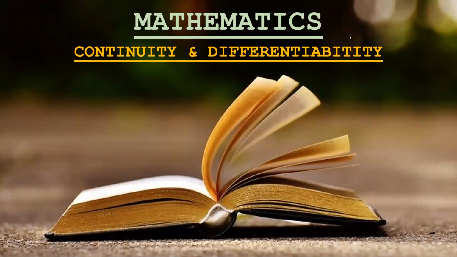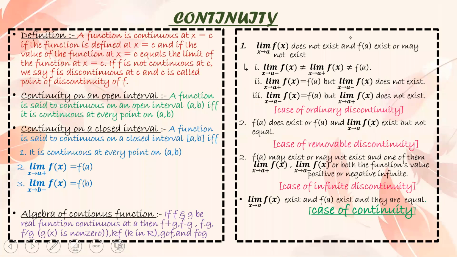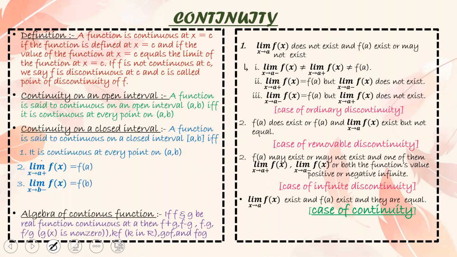Welcome students. Let's discuss continuity and discontinuity of some functions. Before that, just recall the definition of the continuous function and the conditions for discontinuity. Today we will discuss the case of continuity, case of ordinary discontinuity, case of removable discontinuity, and continuity on an open interval. That is, a function is continuous in an open interval (a, b) if and only if it is continuous at every point on (a, b).